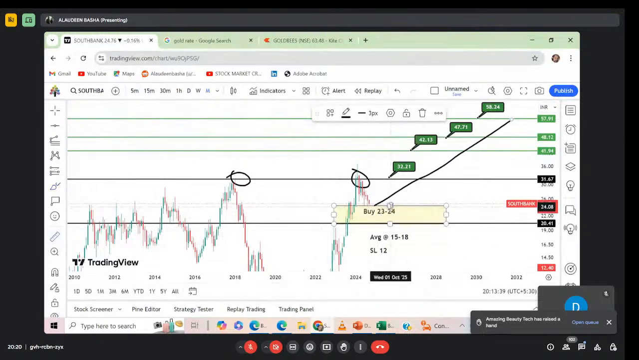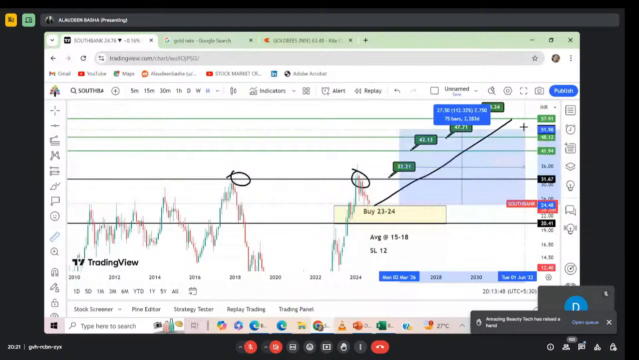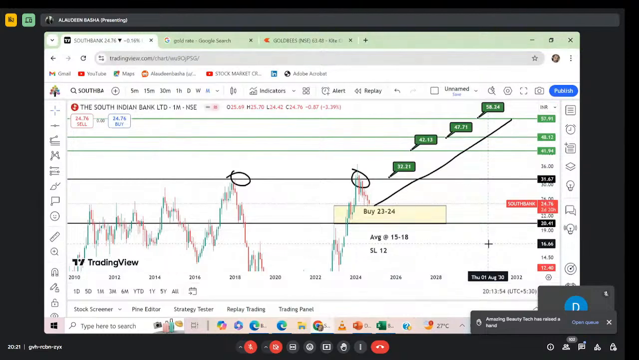See the returns: 31%, 30%, 70%, 92%. The final target is 131, 137%, almost double. So I'm not recommending, I'm suggesting three stocks: Trident, South Indian Bank, and Yes Bank.